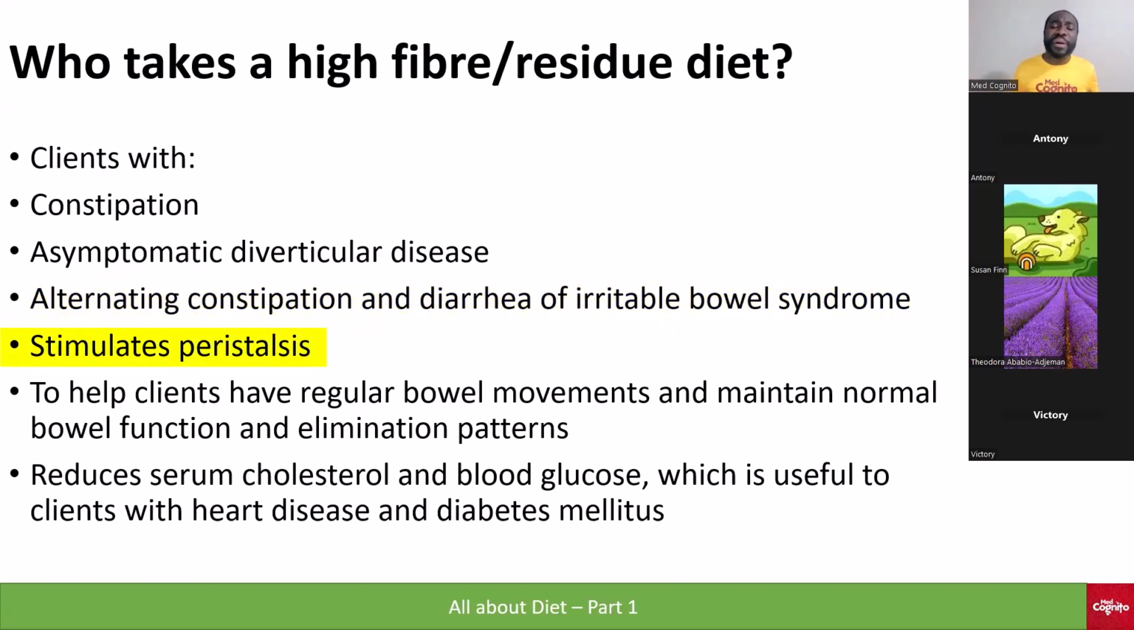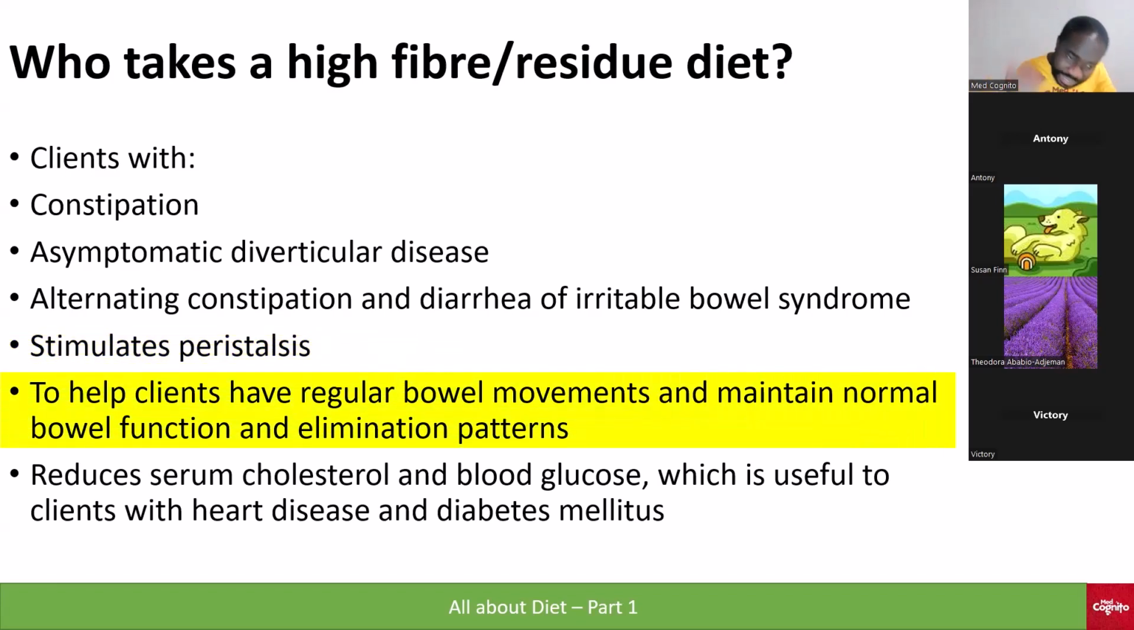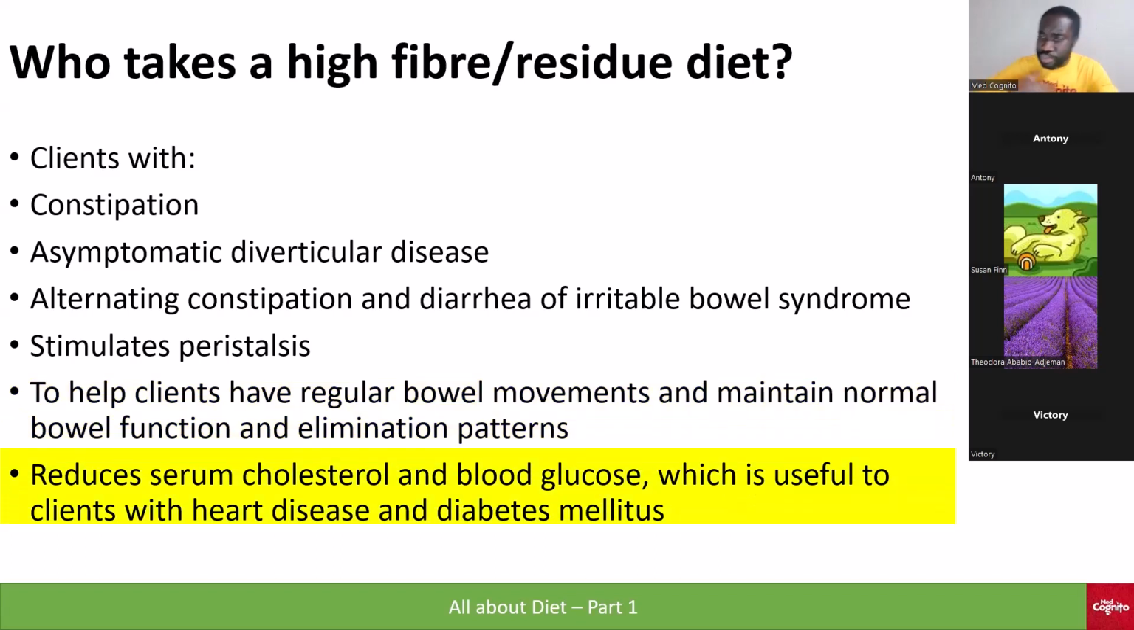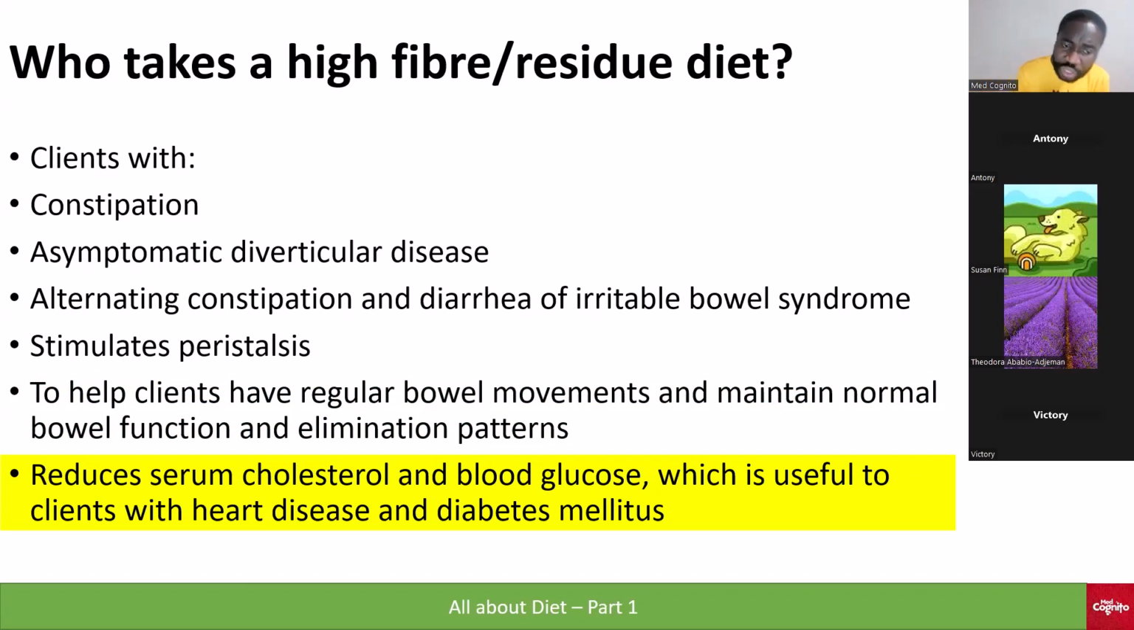And if you want to stimulate peristalsis, peristalsis basically means movement of the intestine. It also helps clients to have regular bowel movements and to maintain normal bowel function. And this high residue, high fiber diet is also good to manage blood glucose and cholesterol, very good for clients who have heart disease, diabetes. High fiber diets. So if you are sleeping and I wake you up and tell you, hey, please give me the features of high fiber diets, I'm sure you should be able to do that.